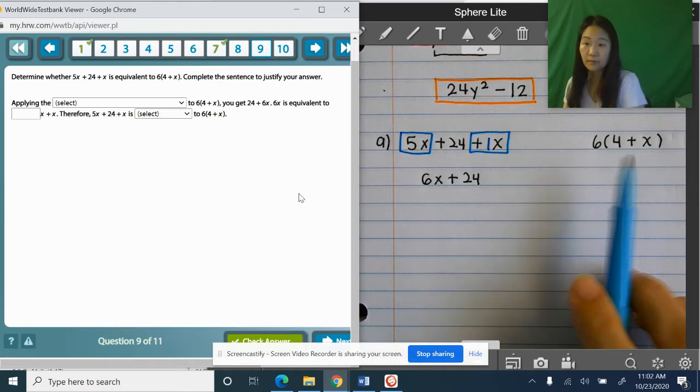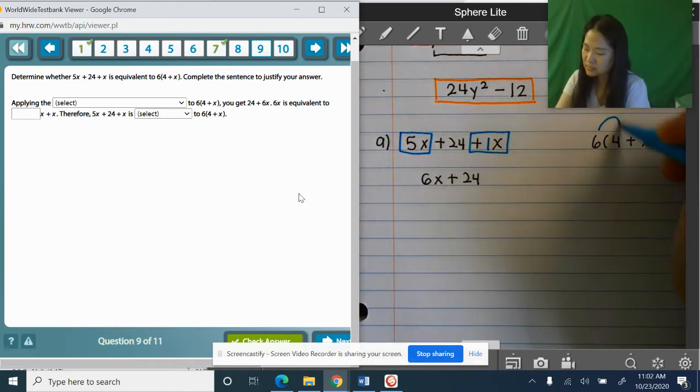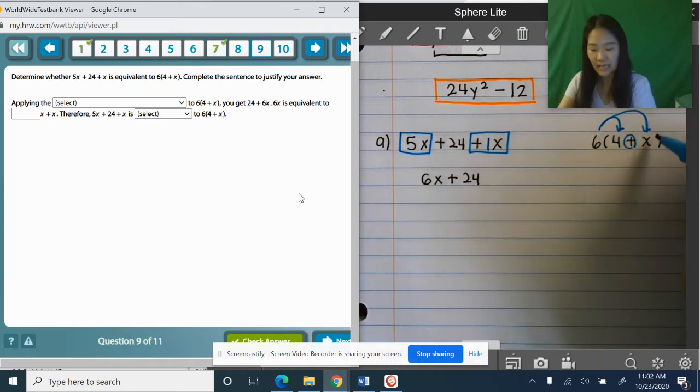Now, for the other one, I can see that I need to do the distributive property. So I need to do 6 times 4 plus 6 times x.